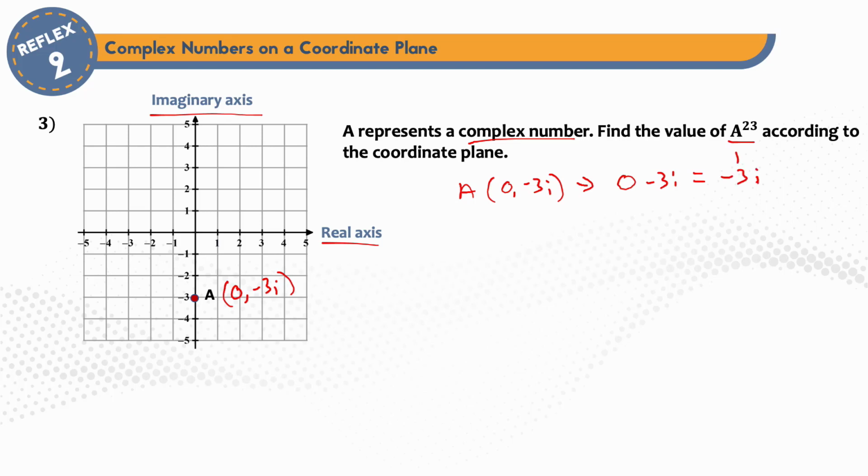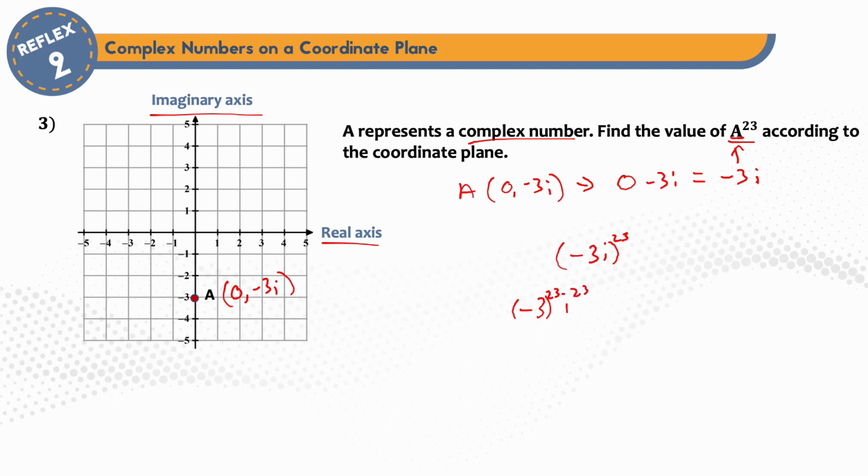We're going to substitute this in place of A. So we have negative 3i to the 23rd power. Then we're going to distribute. So we have negative 3 to the 23rd, and we could put this in parentheses, times i to the 23rd power.